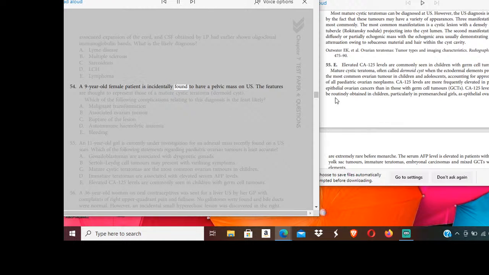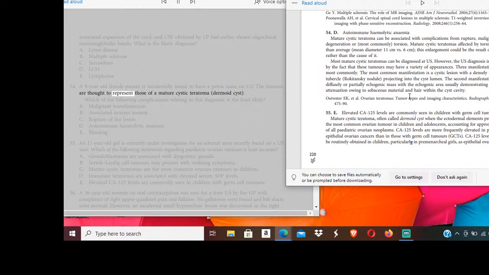A 9-year-old female patient is incidentally found to have a pelvic mass on US. The features are thought to represent those of a mature cystic teratoma, dermoid cyst. Which of the following complications relating to this diagnosis is the least likely? A. Malignant transformation. B. Associated ovarian torsion. C. Rupture of the lesion. D. Autoimmune hemolytic anemia. E. Bleeding.